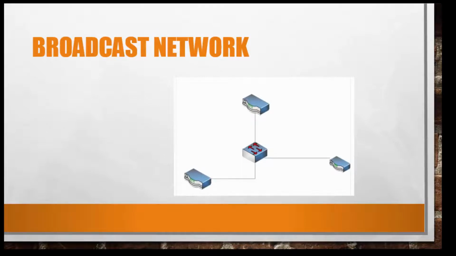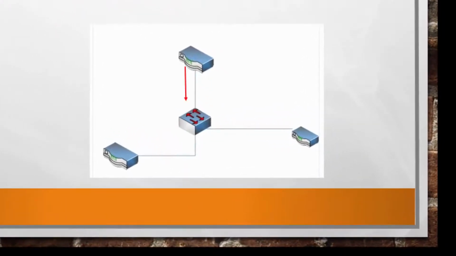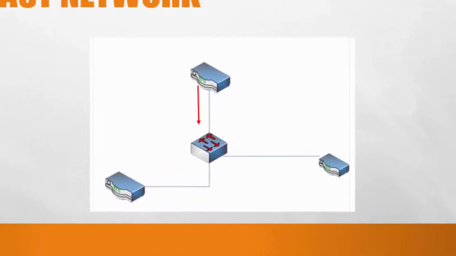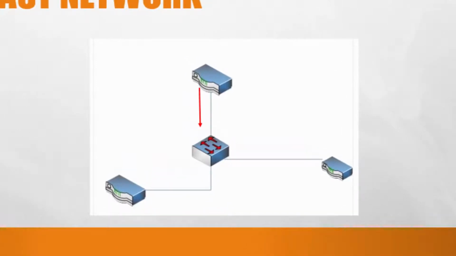Broadcast network. In a broadcast network, the broadcast is sent from one router, like the one on the top that you see over here, and it's propagated to all the routers in that segment, like here and over here.